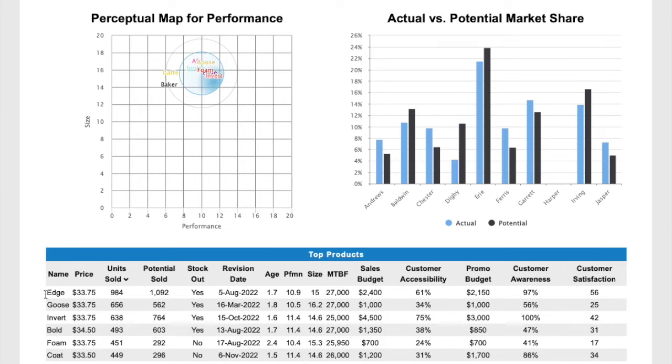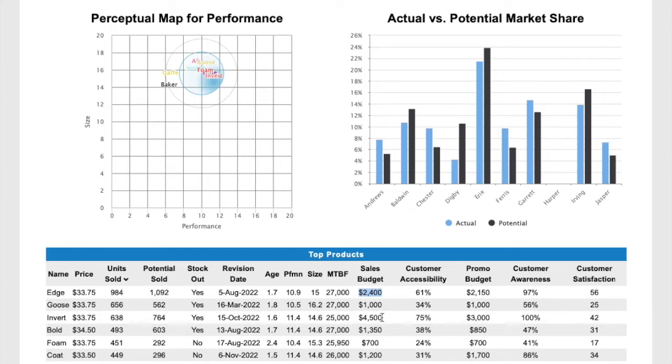And we can see Edge. For this product, Team Airy put a $2,400 budget in promotion. So that's why it improves the customer accessibility, promotion, and also awareness. And we can see Team Ivory spent $4,500 and it increased customer accessibility and awareness. But you can see here Team Airy spent $2,400 and can reach similar results.